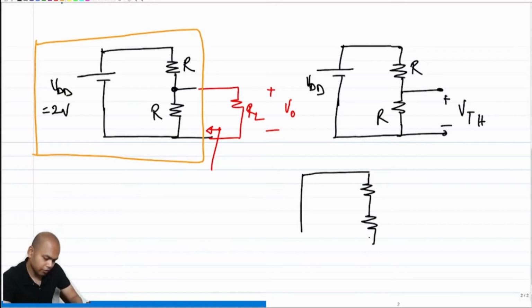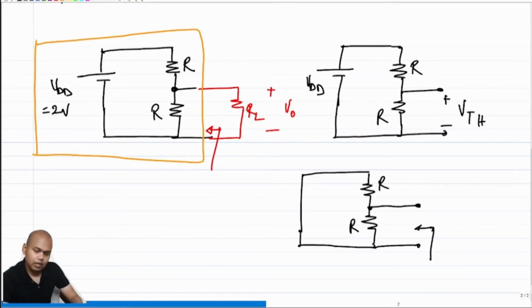And if we short circuit the voltage source, what do we end up with? We end up with this network, and what is the effective impedance looking in? The effective impedance looking in is nothing but the parallel combination of R and R, which is R by 2, right? So this is RTH, the Thevenin equivalent resistance, which is R by 2.